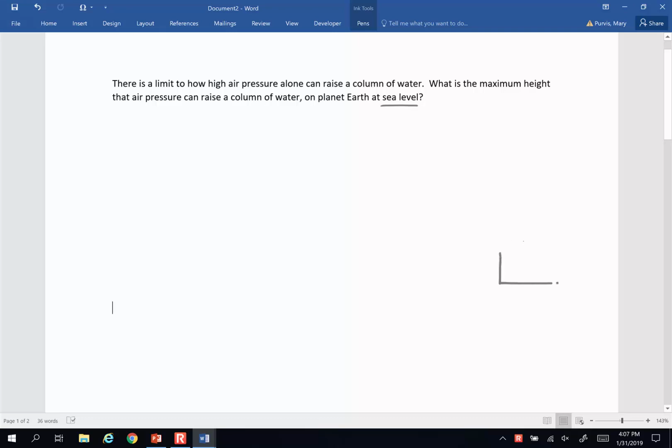Let's say you have an open tub of water and a long, thin tube stuck into it, supported accordingly so that it doesn't fall over. So down here we've got water. Now how are you actually going to make the water rise up the tube? Well, you're going to put some sort of a vacuum up here.